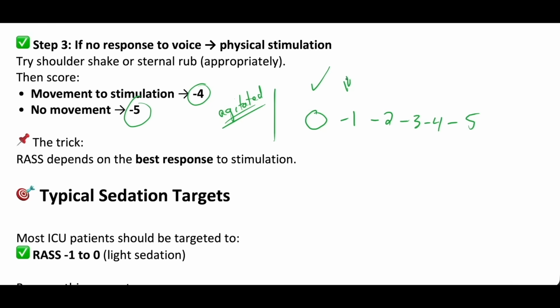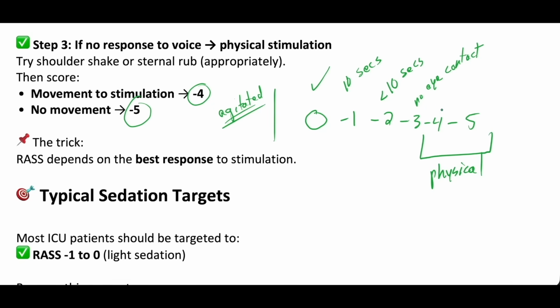If they open their eyes and make eye contact for 10 seconds to your voice, RASS of -1. If they make eye contact with you, but it's less than 10 seconds to voice, RASS of -2. If they open their eyes and look around to voice, but they don't make eye contact, RASS of -3. If they don't open their eyes at all to voice, that is when you then go to physical stimulation.